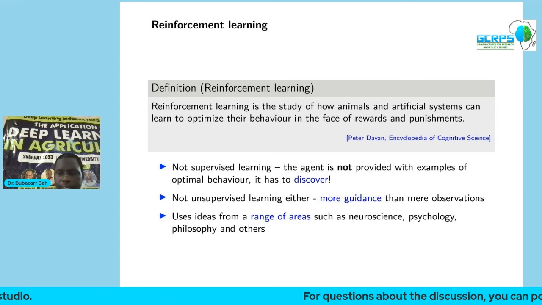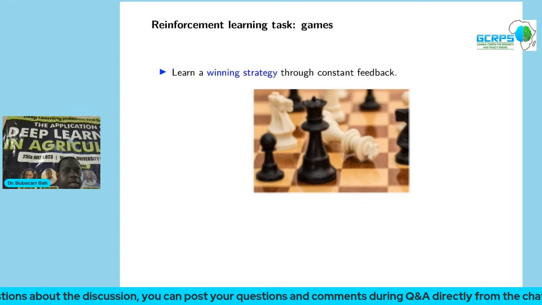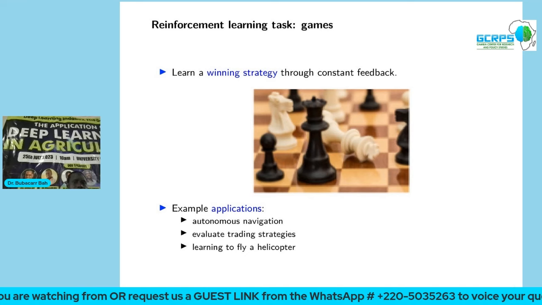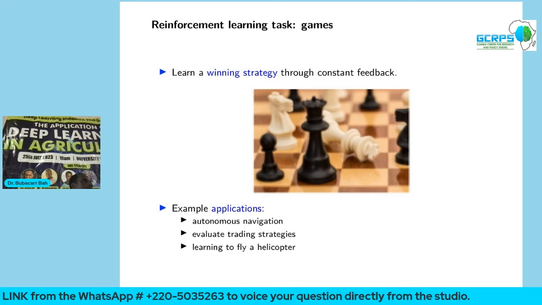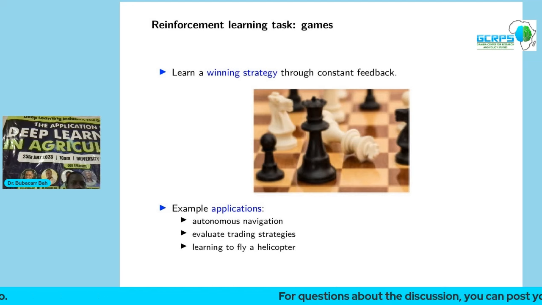So it uses ideas from a range of areas in science. An example is AlphaGo, but in a lot of games, learning the best strategy to win a game has usually been achieved more successfully with reinforcement learning than with other approaches. Autonomous navigation is another example. Even trading strategies, people trading in the stock market, for instance, a lot of them are using reinforcement learning now. Actually, people are trying to use it to learn how to fly a helicopter.